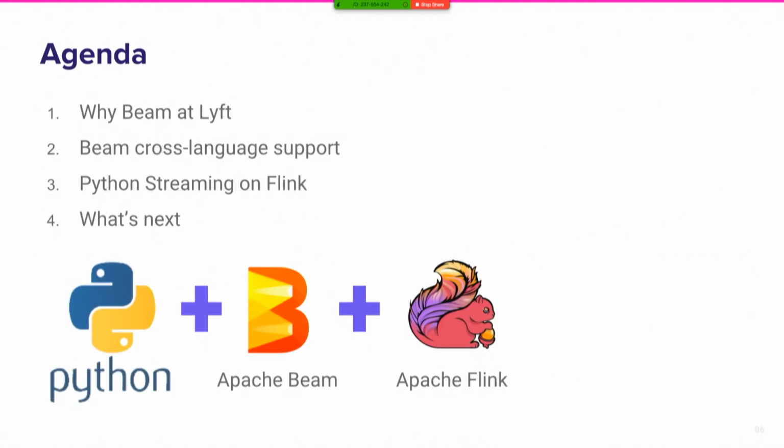So the agenda is: why do we look at this at Lyft? Why do we consider Beam? Then what is it in Beam that enables running something like Python on Flink? Some details about the runner, how this works internally with Flink, and then also next steps in this area.